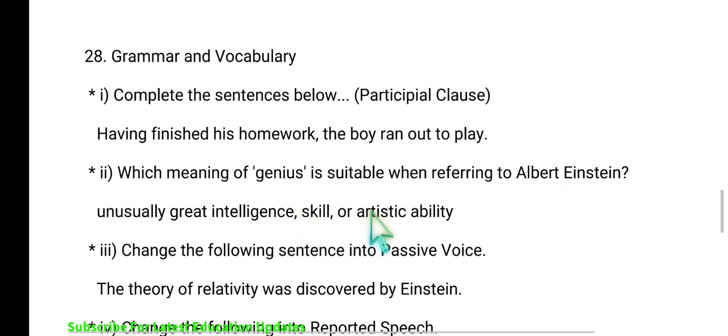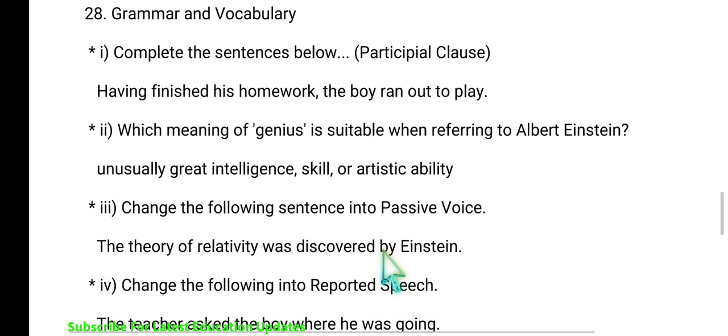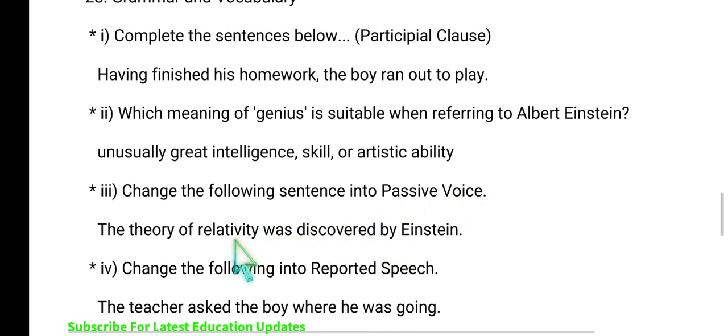So here from the given dictionary entry, the meaning of the word genius is unusually great intelligence, skill or artistic ability. Then change the following sentence into passive voice. The theory of relativity was discovered by Einstein. So given sentence is Einstein is the subject, discovered is the verb, and the theory of relativity is the object. So in passive voice, the object becomes subject and subject becomes object, followed by the simple past tense. Helping verb was is borrowed. So the theory of relativity was discovered by Einstein. So by, we borrow it for the passivization of the given sentence.